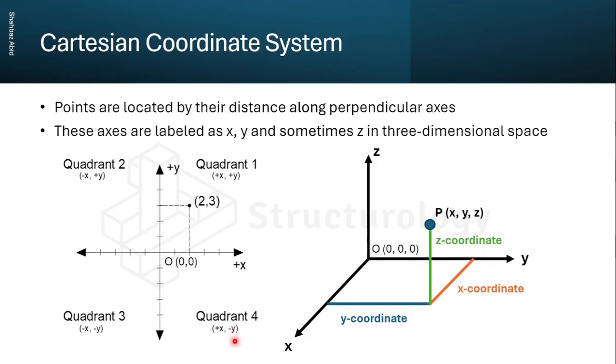In the case of the three-dimensional Cartesian coordinate system, again we have the origin as 0, 0, 0, and to locate a point in three-dimensional space, we have to get 3 coordinate values: the x coordinate, the y coordinate, and the z coordinate.